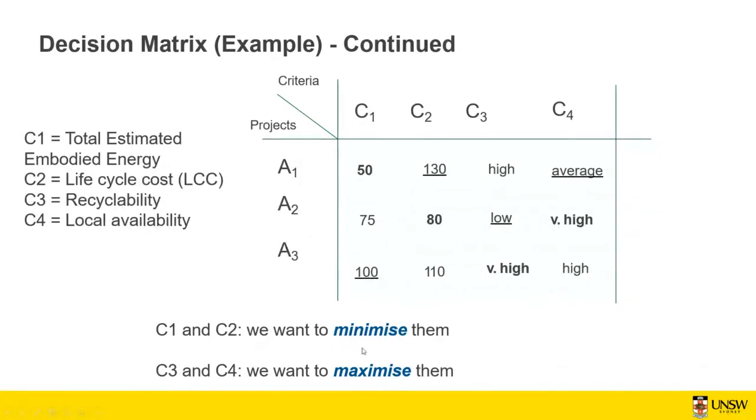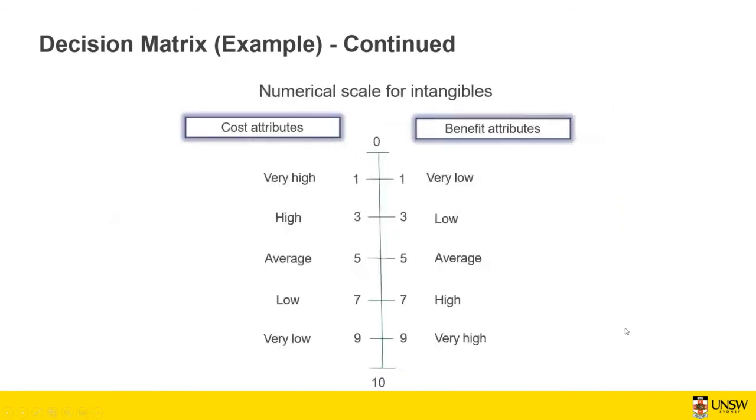So based on that, for C1 and C2, the lowest value needs to be bold, which means that's our preferred value, and the highest value needs to be underlined, which is the worst scenario. And for C3 and C4, we want to maximize them. So the highest values are going to be bold, and the lowest value is going to be underlined.